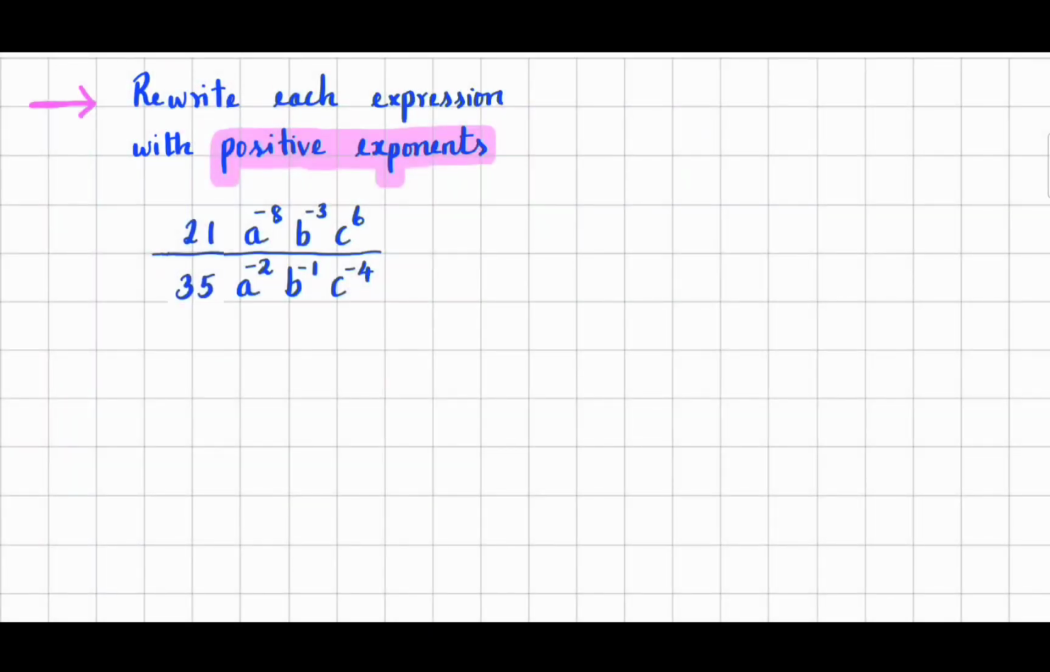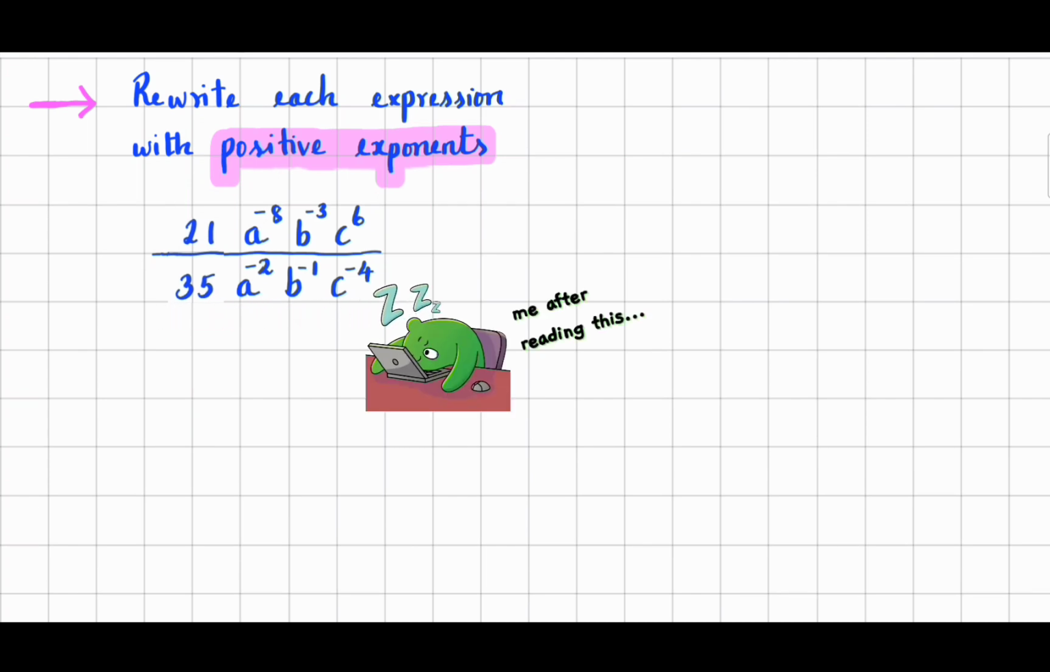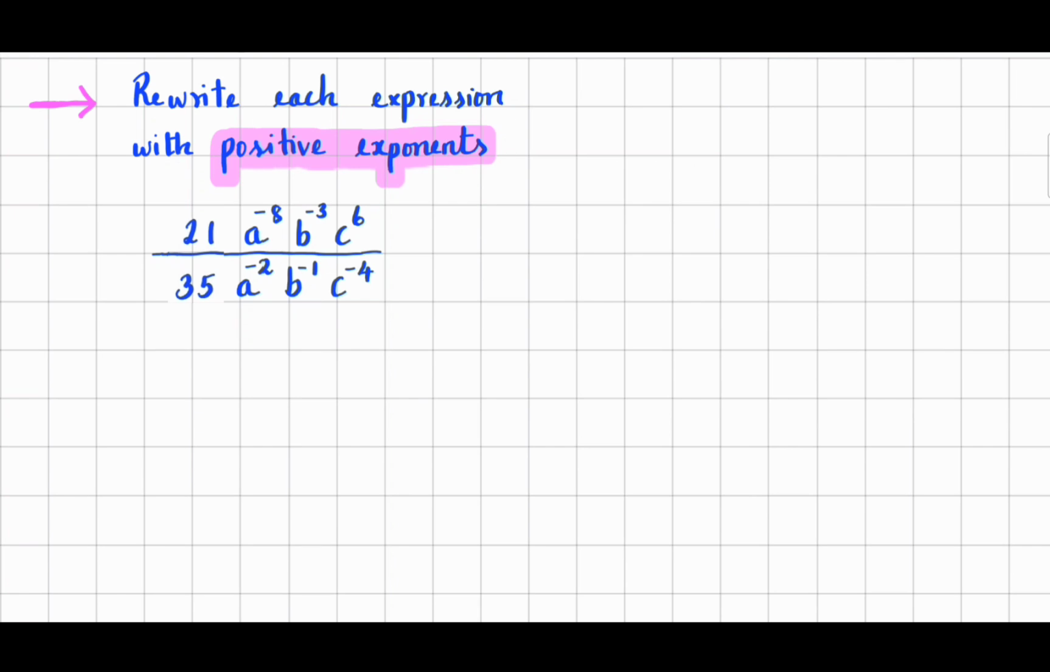Now let's try this one. 21a power negative 8 b power negative 3 c power 6 divided by 35a power negative 2 b power negative 1 c power negative 4. Okay, in this expression, 5 terms are having negative exponents. 2 in the numerator, 3 in the denominator.